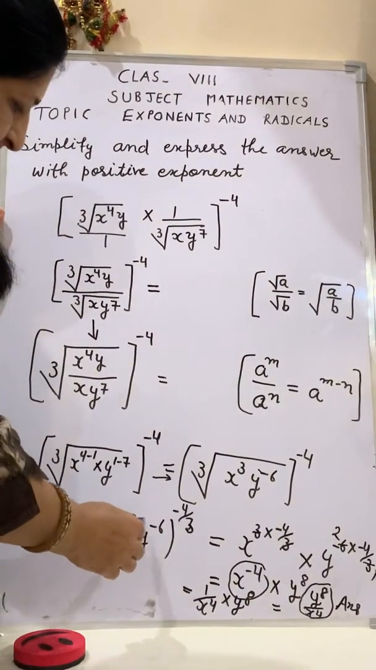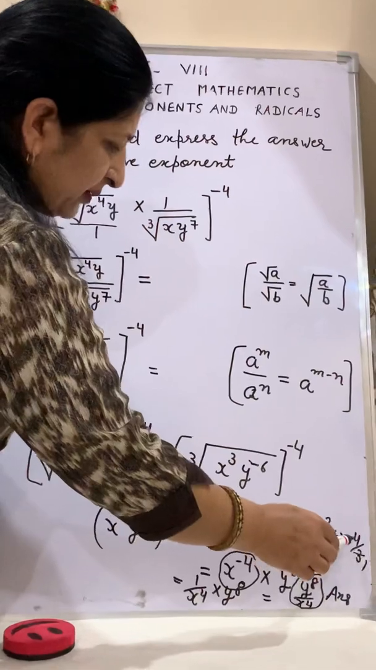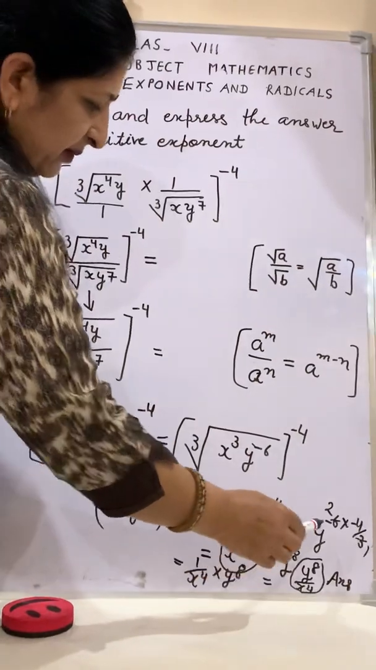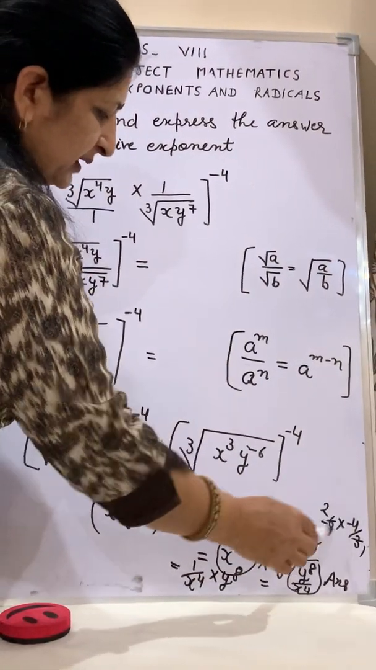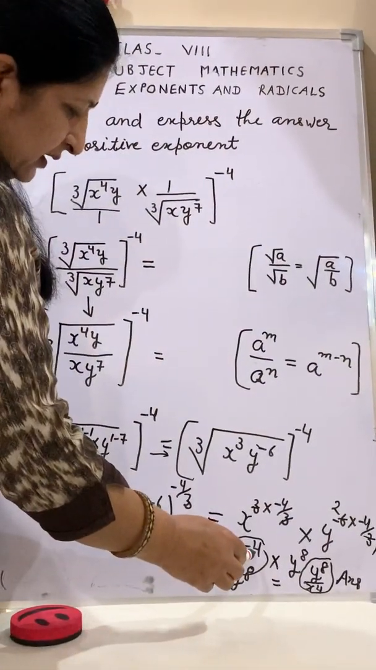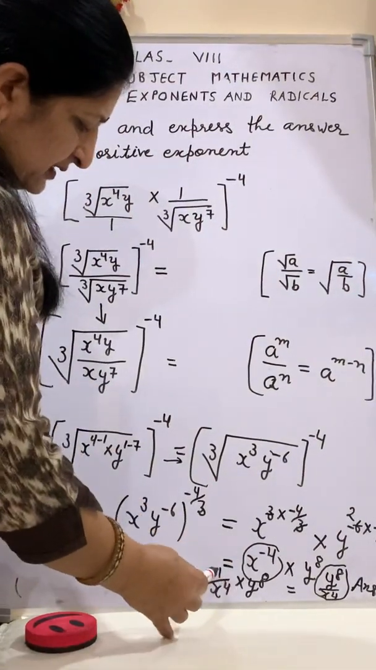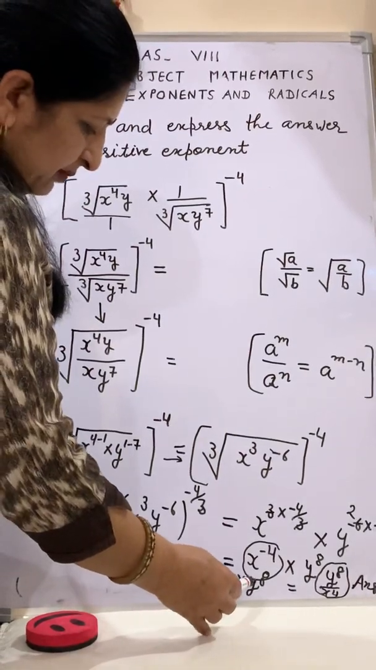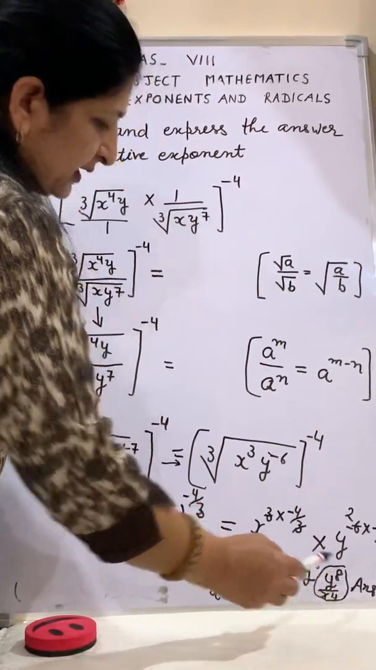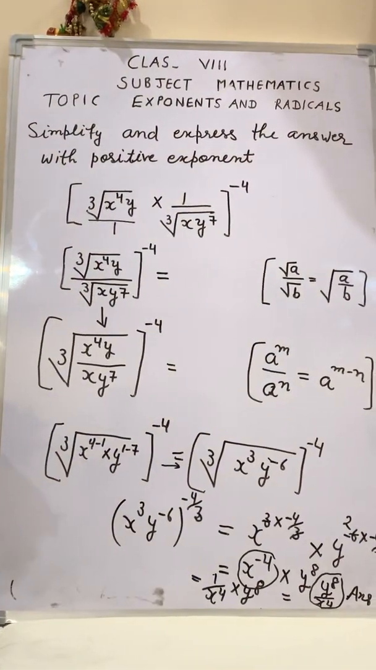Then x raised to power 3 multiplied by minus 4 by 3 and y raised to power minus 6 multiplied by minus 4 by 3. 3 cancels with 3, so x raised to power minus 4 multiplied by y raised to power, minus multiplied by minus is plus, 2 4s are 8. Now it is a negative exponent. We have to write down positive exponent. So we take reciprocal of x, which is 1 by x raised to power 4, and multiply by y raised to power 8, equal to y raised to power 8 over x raised to power 4. It is the answer. Here exponents are positive. I hope this question will be clear to you.